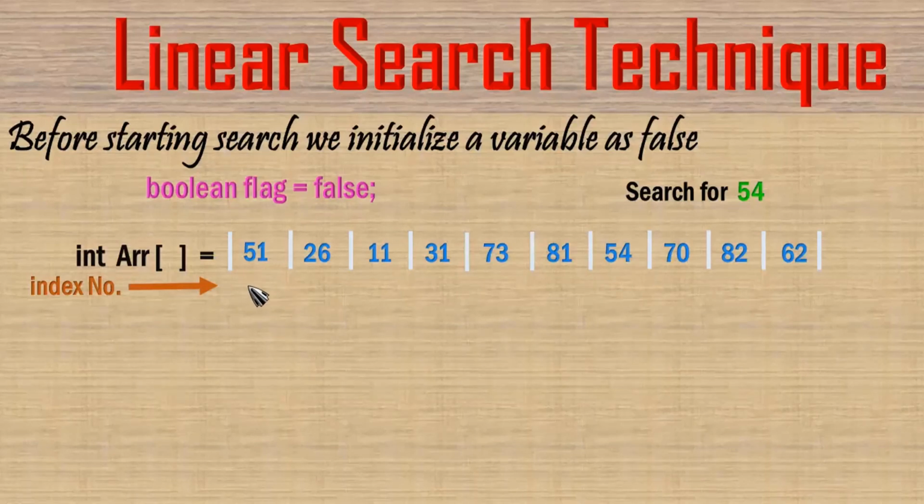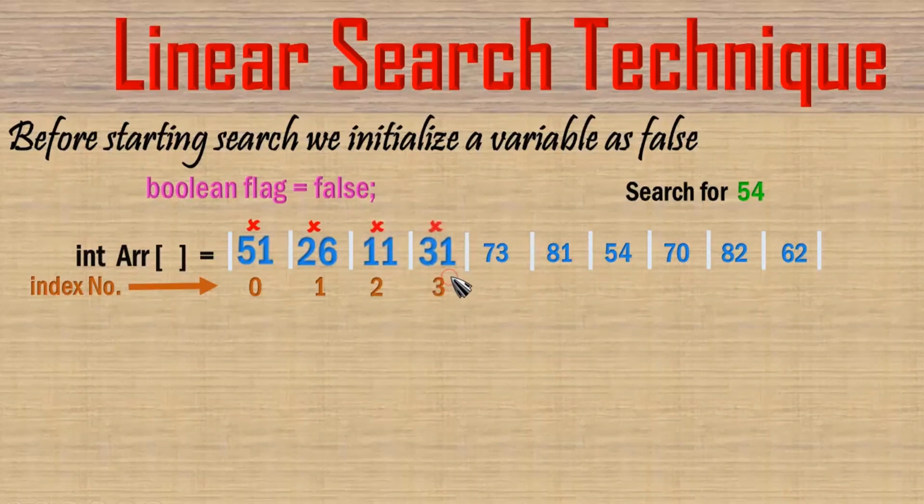So the value at index number 0 will be compared with the given value. Then it is false here. It will go to the next index number, that is 1, and then it compares again, and it is false. It will keep on comparing like this. Third one, it is false. Fourth one, again false. Fifth one also, it is false. Now the sixth one, it is true.